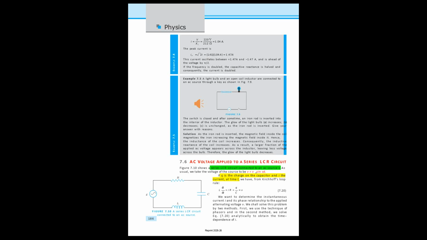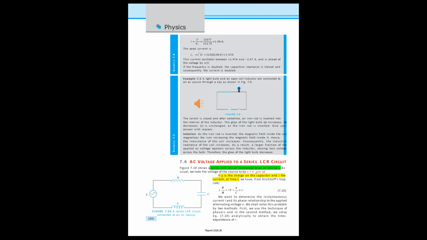AC voltage applied to a series LCR circuit. Figure 7.10 shows a series LCR circuit connected to an AC source epsilon. As usual, we take the voltage of the source to be V equals Vm sin omega t. If Q is the charge on the capacitor and I the current at time t, from Kirchhoff's loop rule we get equation 7.20. We want to determine the instantaneous current I and its phase relationship to the applied alternating voltage V.